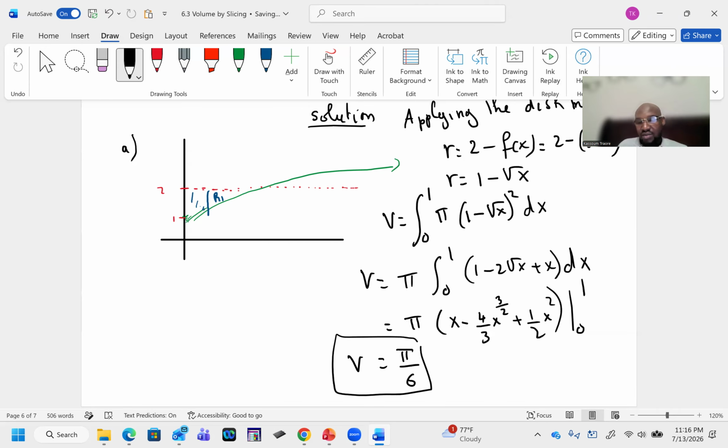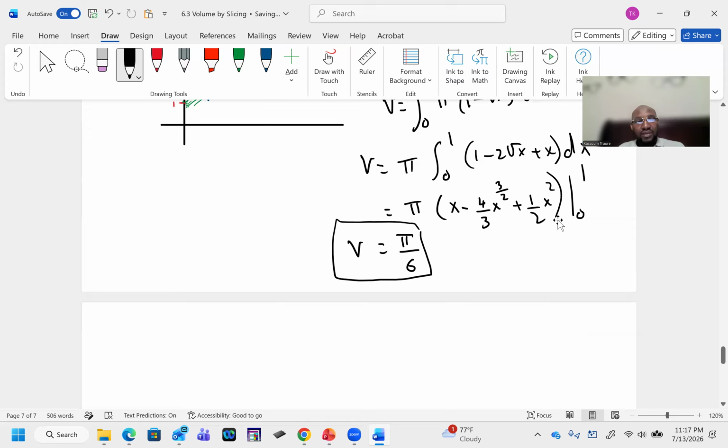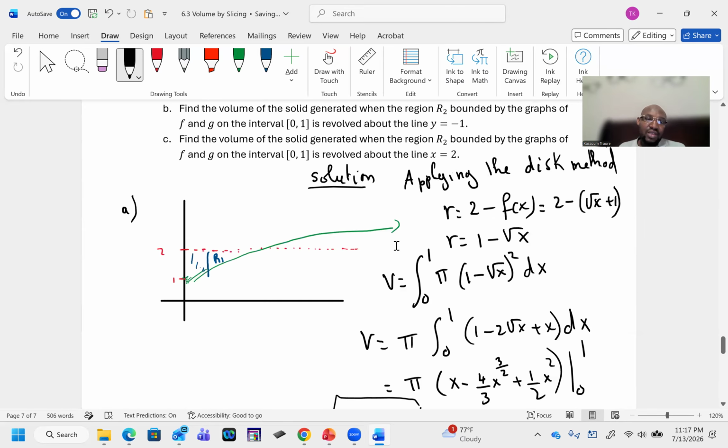because this will be 1 minus 4 over 3. 3 minus 4 is negative 1 over 3. And for this one, 3, yeah, pi over 6. Okay, so now let's move to B.